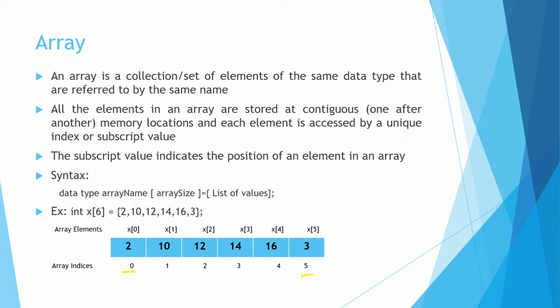The array elements are x of 0, x of 1, and so on up to x of 5, where 0, 1, 2 and so on up to 5 are the subscripts. The syntax for declaring an array is indicated over here: data type, array name, then array size, and we can initialize the values within curly brackets. Let's see a small program related to array.